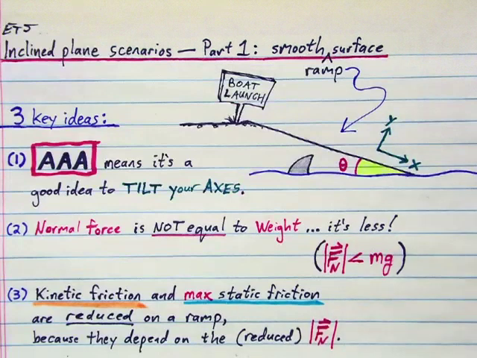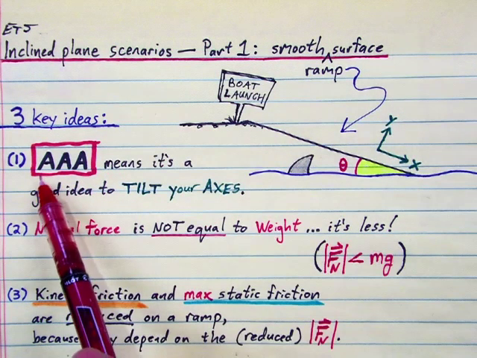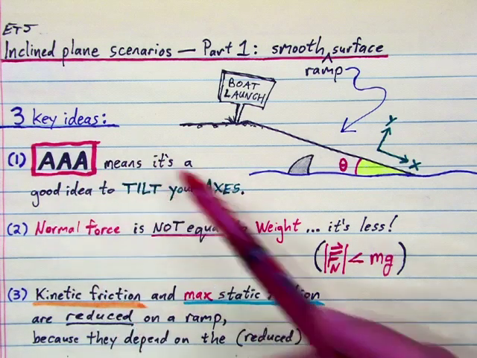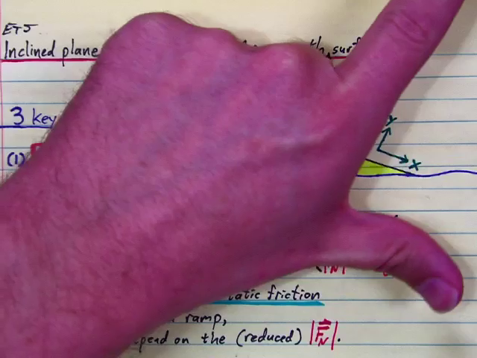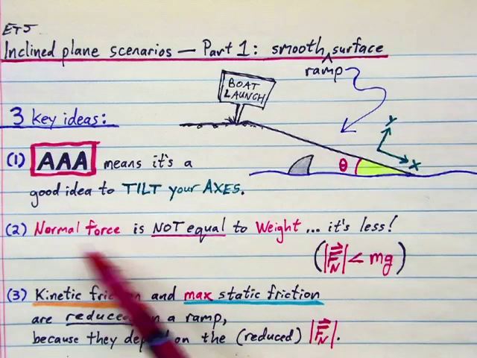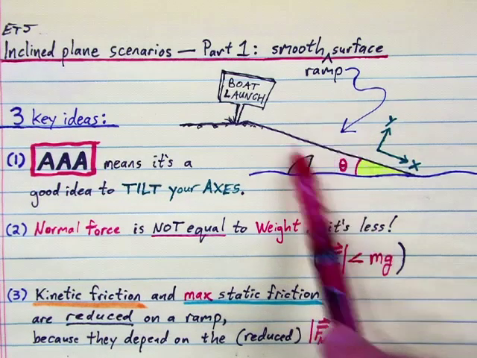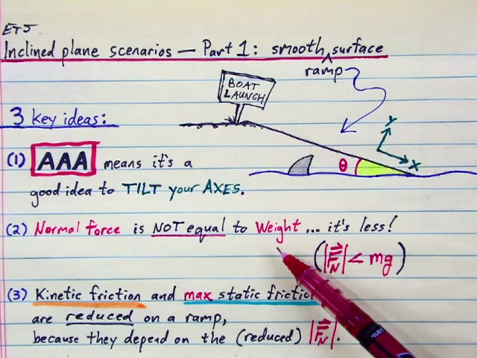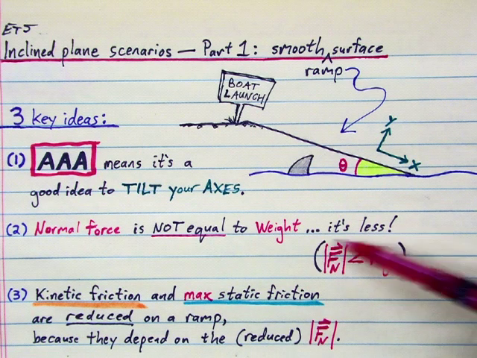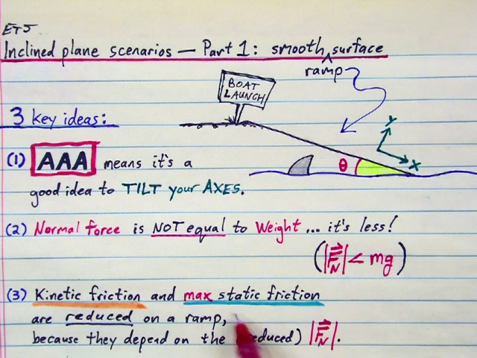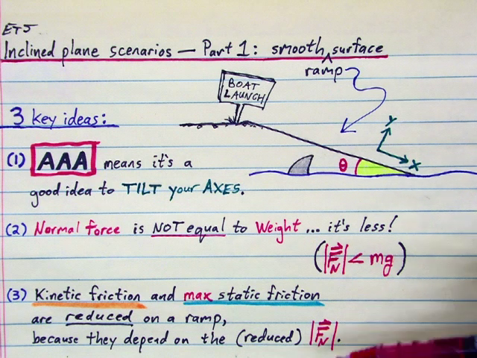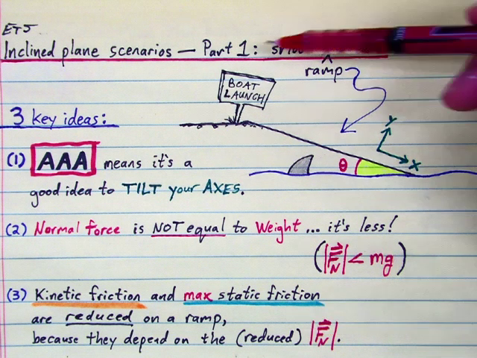Oh well. So three key ideas we need for motion on inclined planes. One, our step AAA, align your axis with the acceleration, means it's a good idea to tilt your axes. Take your ordinary XY axes and tilt them to line them up with the ramp. Step 2, the normal force exerted by the ramp on an object sitting on the ramp is not equal in magnitude to the object's weight in this case. It's going to be less than the weight of the object. We'll see why when we look at the FBD. And 3, friction forces are reduced on inclined planes because they depend on the reduced magnitude of the normal force. We'll come back to that point in part 2.